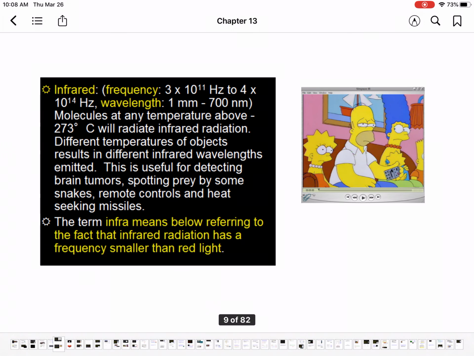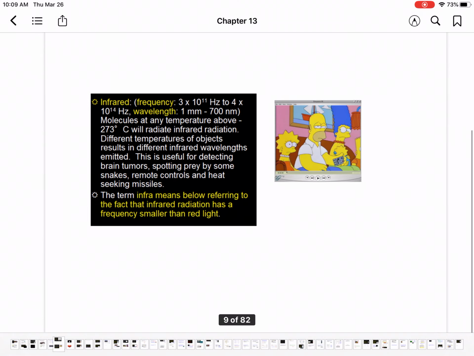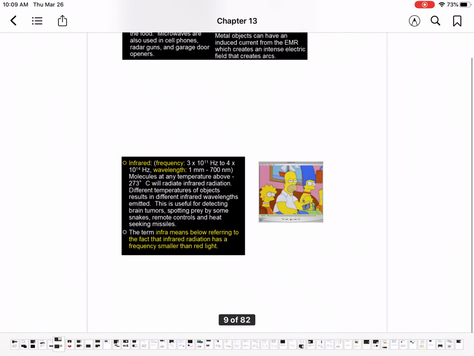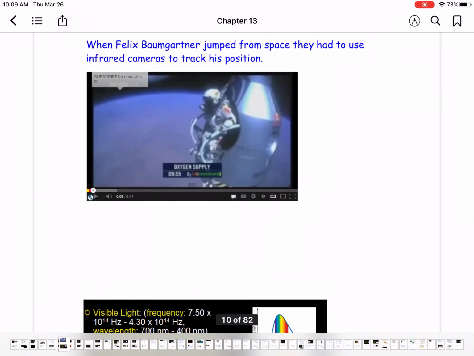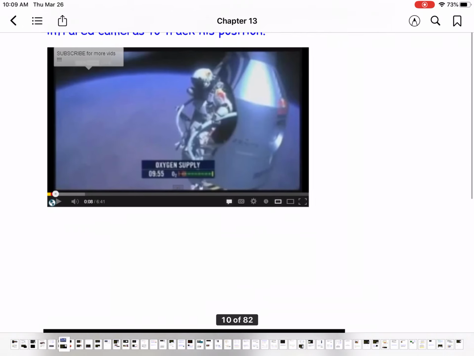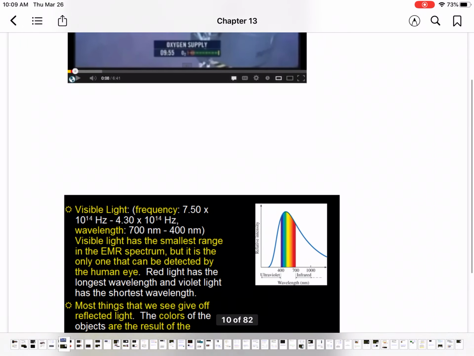Then we get infrared. For infrared, any molecules above any temperature will radiate infrared radiation. So any molecules that are hot will do that, and different temperature objects result in different infrared wavelengths emitted. We can use this to detect brain tumors, or snakes spotting prey, since they deal in the infrared. The term infra means below, so it means below the red end of the light frequency. For example, when Felix Baumgartner jumped, I showed you guys this, he used infrared cameras to track his position because he was moving so fast, the infrared was actually easier.